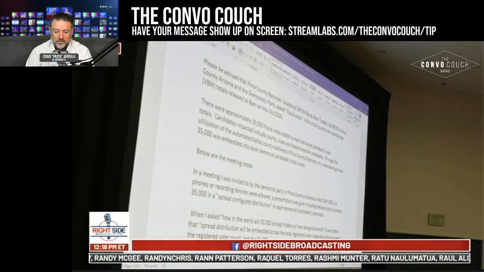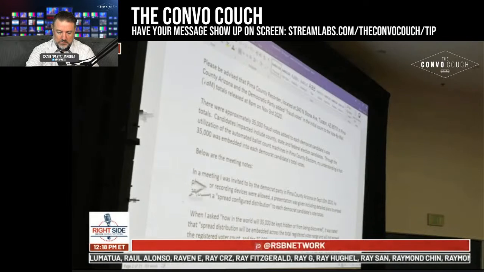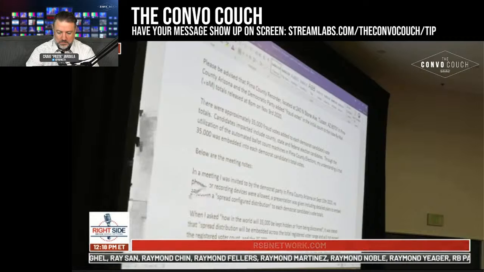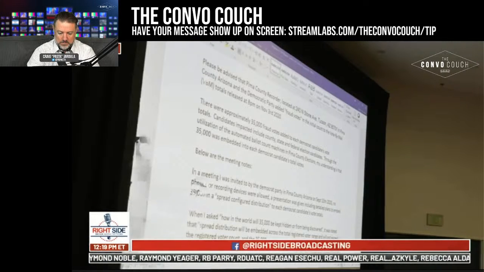advised that Pima County Recorder, located at 240 North Stone Avenue, Tucson, Arizona, in Pima County, Arizona, and the Democratic Party added fraud votes in the initial count to the vote by mail totals released at 8 p.m. on November 3rd, 2020. So this coincides with what we observed in the data analytics at that spike. We weren't aware of this email until after the fact. So there were approximately 35,000 fraud votes added to each Democratic candidate's vote totals. Candidates impacted include county, state, and federal election candidates.